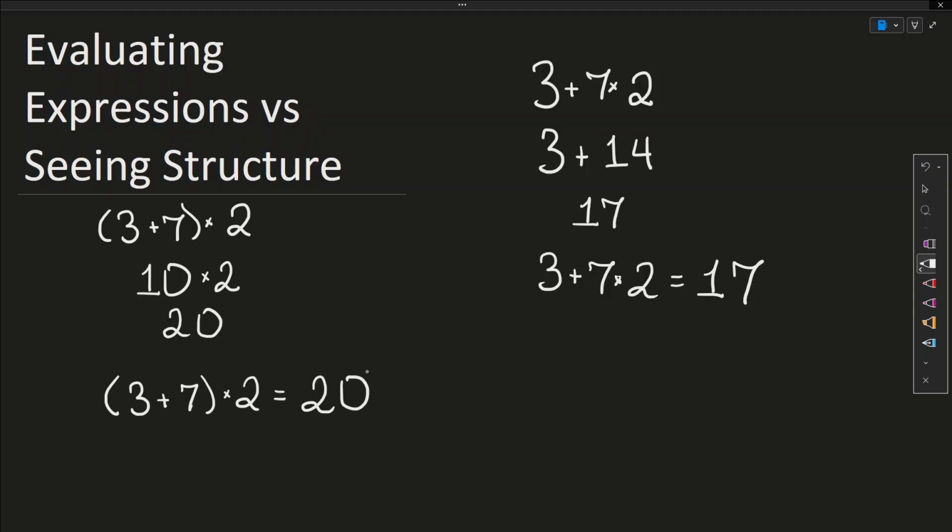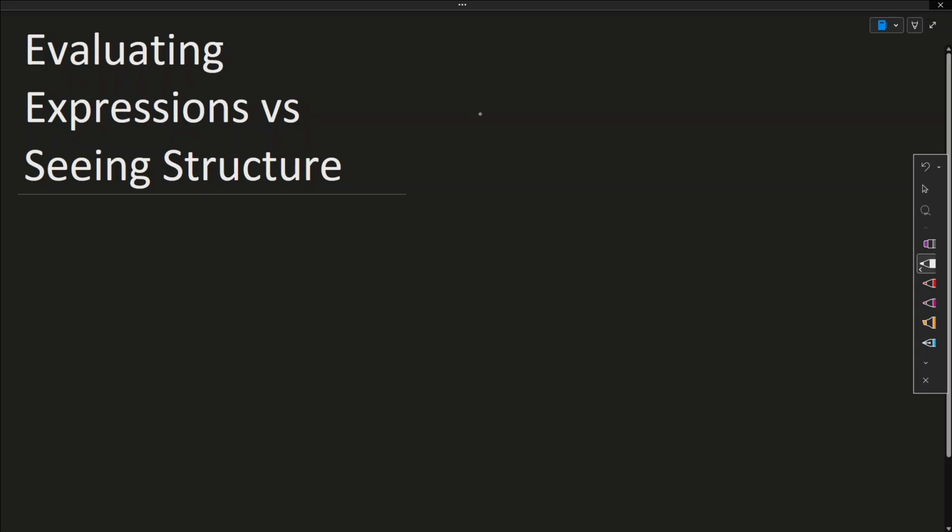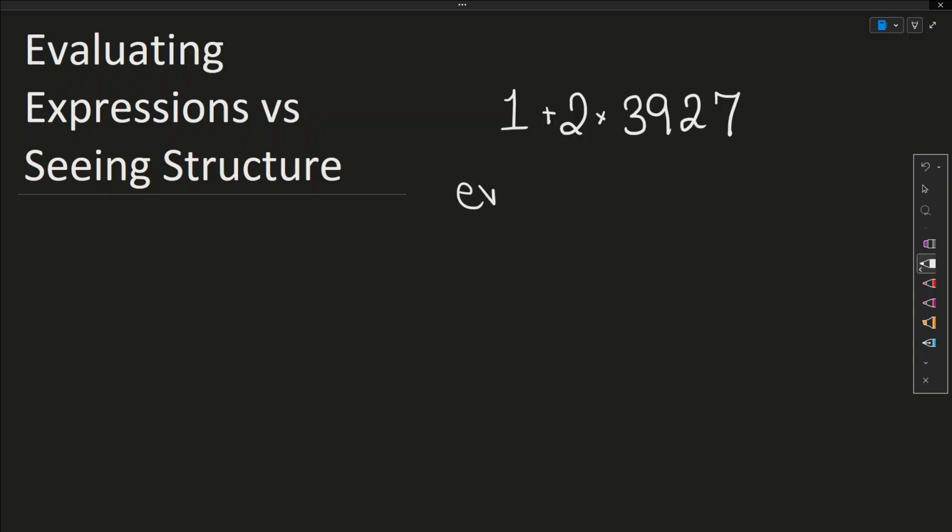These examples show us that evaluating is important. But there's another skill that is just as important: seeing the structure of the expression before calculating it. Sometimes we do not need to fully calculate an expression to answer a question about it. For example, let's look at 1 plus 2 times 3,927. And I want to ask, is this even or odd?